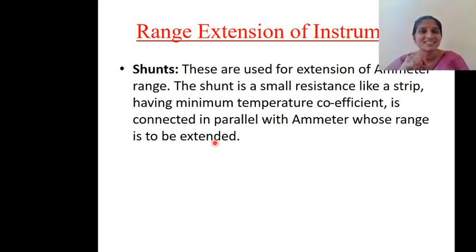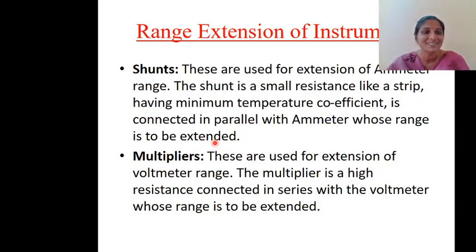Whereas for the shunt, you will be connecting a resistance in parallel with the ammeter. So here you are using a small resistance in parallel with the ammeter, whereas in case of a voltmeter, a high resistance in series with the voltmeter. That is nothing but the multiplier. So a multiplier is a high resistance connected in series with the voltmeter whose range you need to extend. Okay, this is about the multiplier.